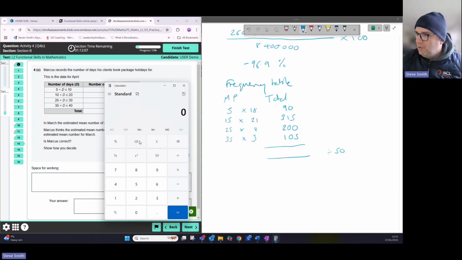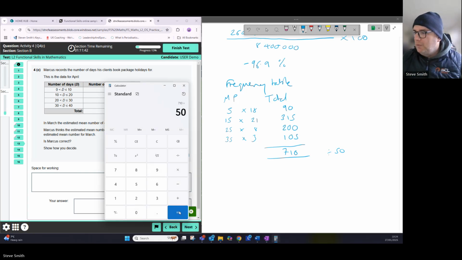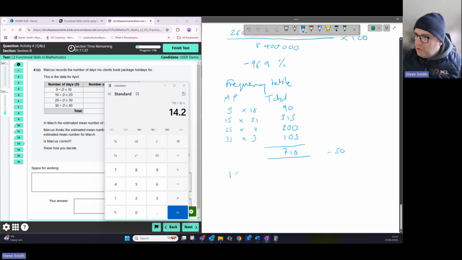And then what we do, we add all those numbers up to get our total, like you would on a normal mean. So add 315, add 200, add 105. So that's a total number of days of 710. So for all those holidays, 710 days divided by 50, saying that on average, people took a holiday for 14.2 days.